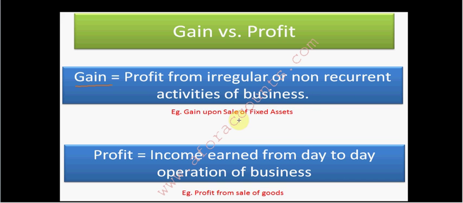For example, gain upon sale of fixed assets. My fixed asset's written down value is 100 and I am selling it for 110. So 10 is my gain. But do I sell assets regularly? No, I don't. So whatever I am receiving from the sale of a fixed asset is my gain.